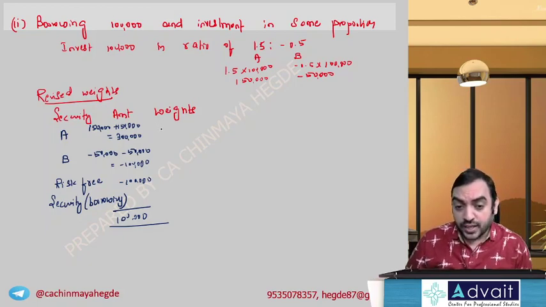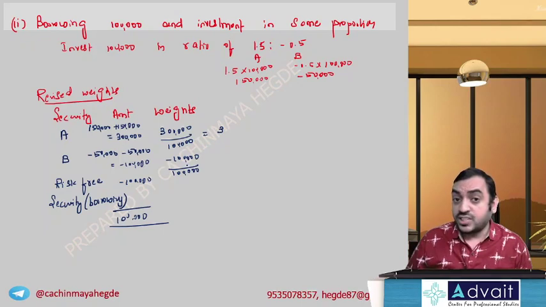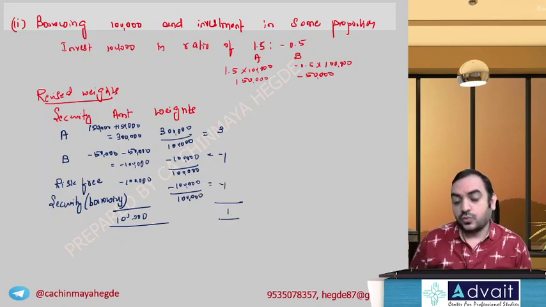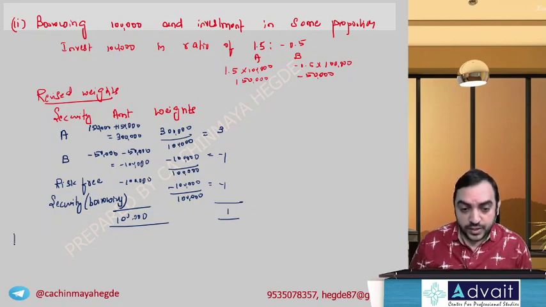Weights, how will you calculate the weights? 3 lakh divided by 1 lakh, which is 3. Minus 1 lakh divided by the total 1 lakh, because your investment is 1 lakh only, your own money is not changed, so minus 1, and minus 1 lakh by 1 lakh is minus 1, and the total weight is 1.